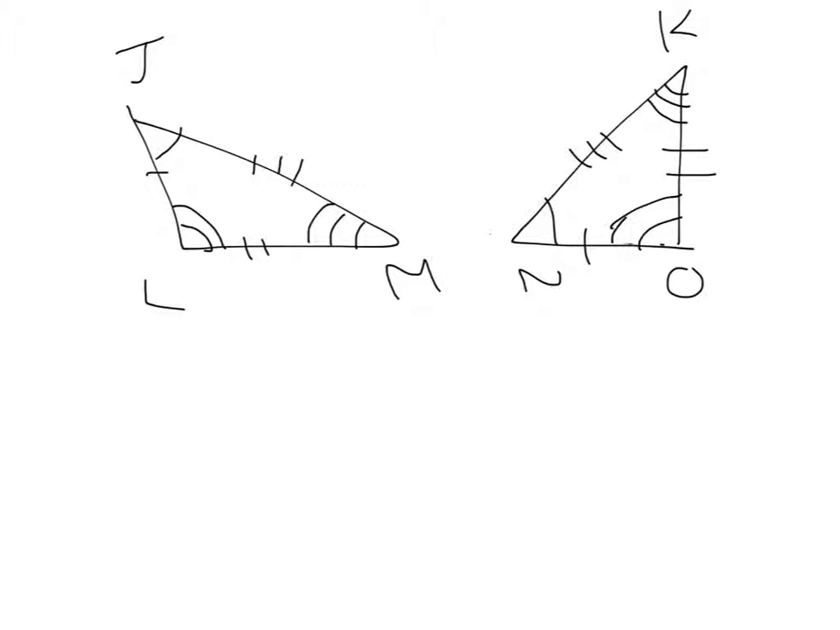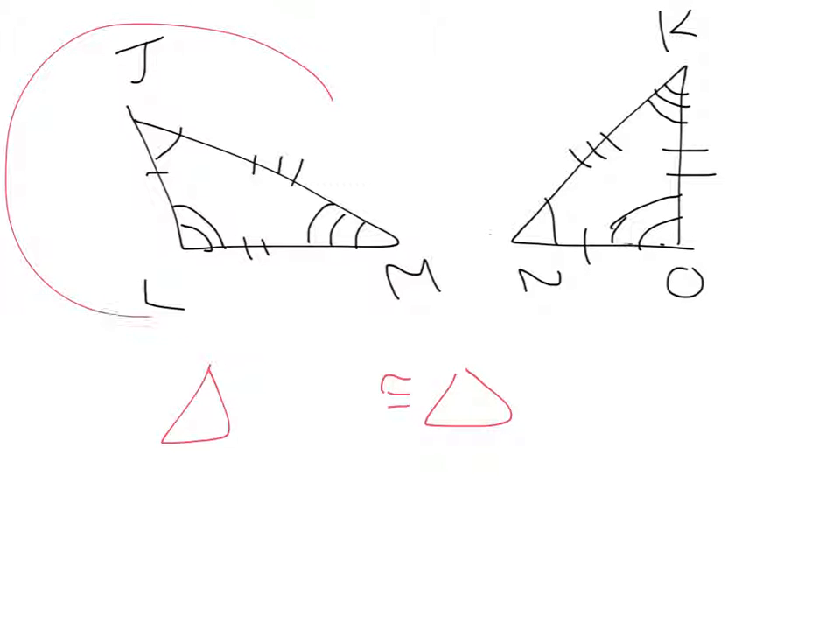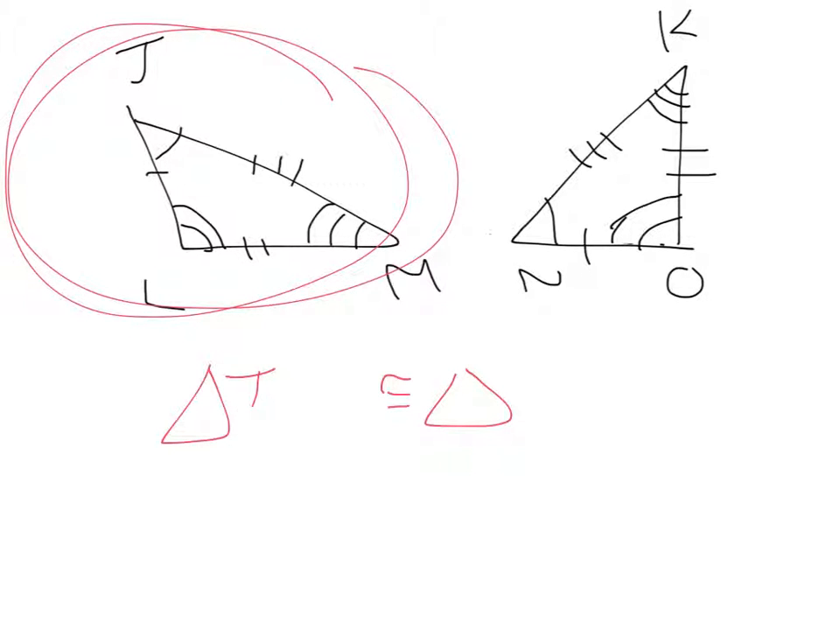Alright, I'll go through it. So triangle, congruent, and triangle. Put these 3 letters in any order I want. So I'm going to do J, L, M. Now I just need to match them up on the right side. So I did J first.